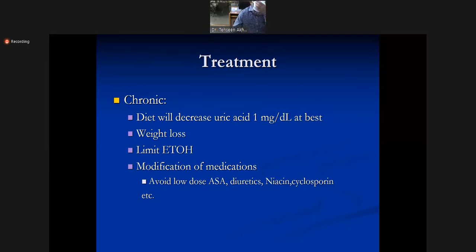So, chronic cases. In chronic cases, lifestyle modification is very important. Such a person should have some diet restrictions. Usually these people who develop chronic gout are overweight. They must be encouraged to lose weight by doing exercise or by cutting calorie intake.